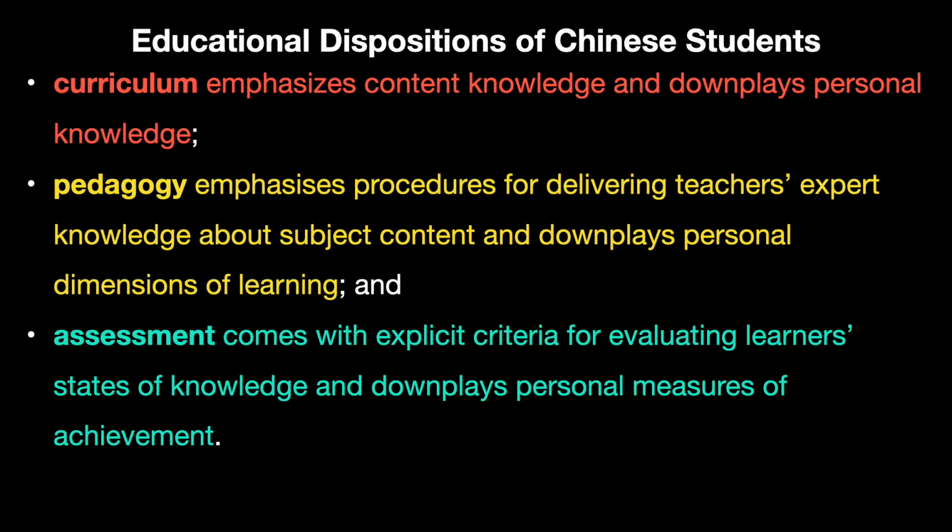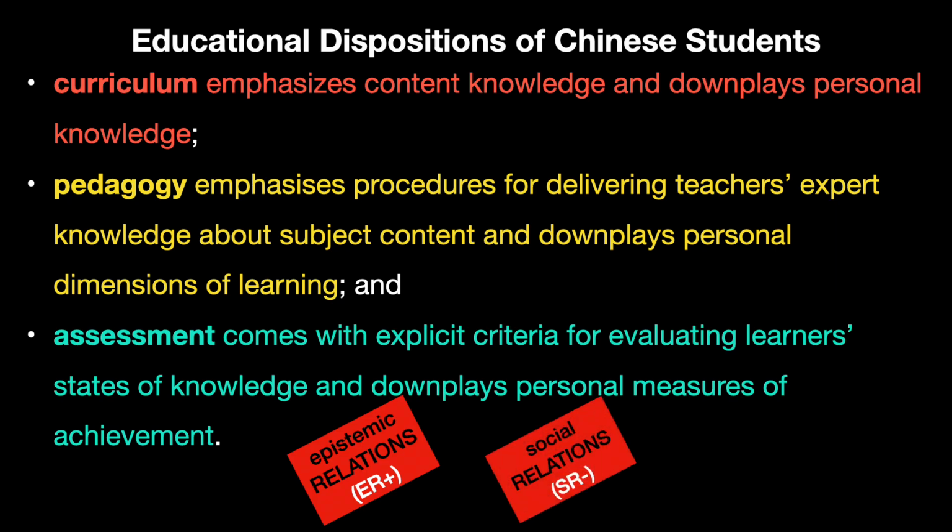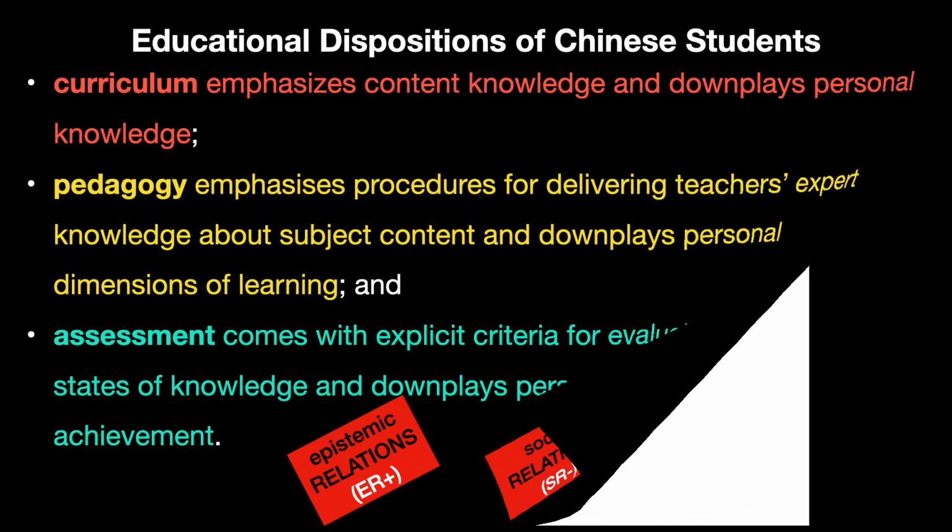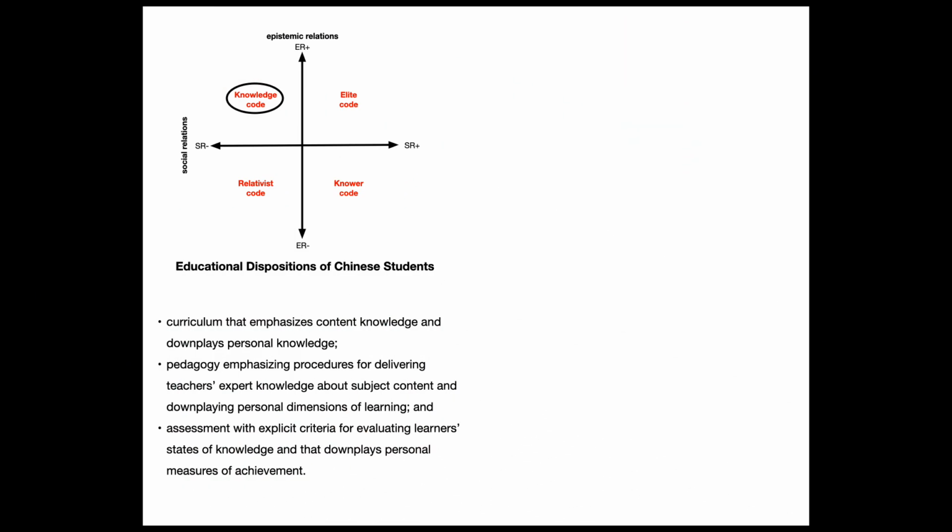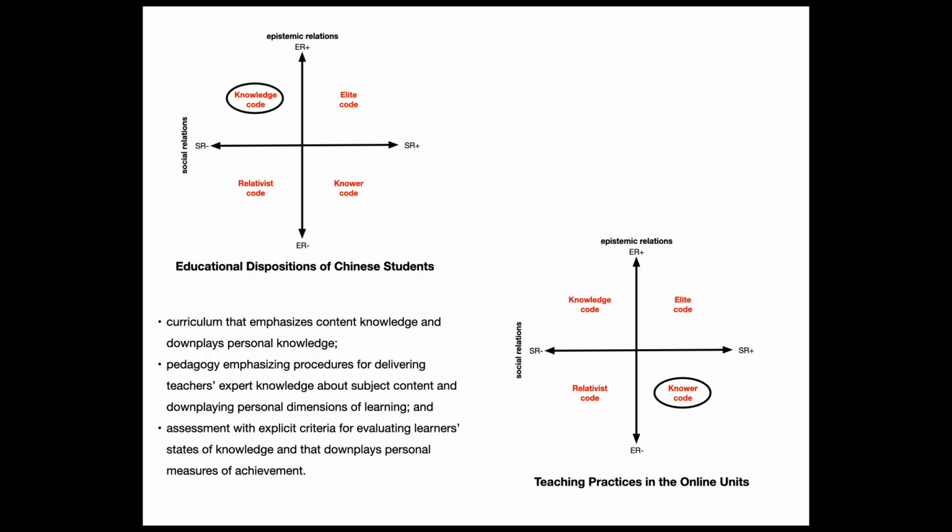In code terms, the students were operating with strong epistemic relations and weak social relations. And this, of course, can be captured on the topological chart like this. Having strong epistemic relations and weak social relations means it's a knowledge code. In contrast, teaching practices in the online unit look like this.